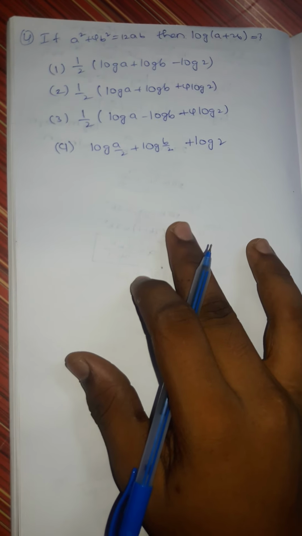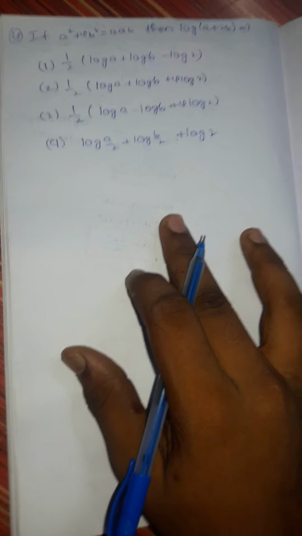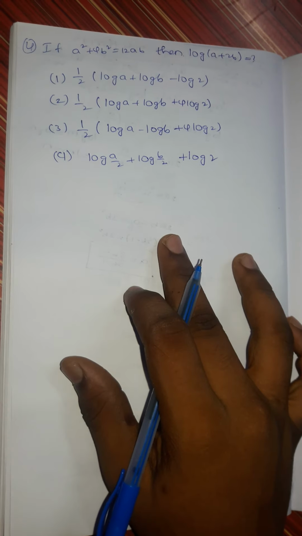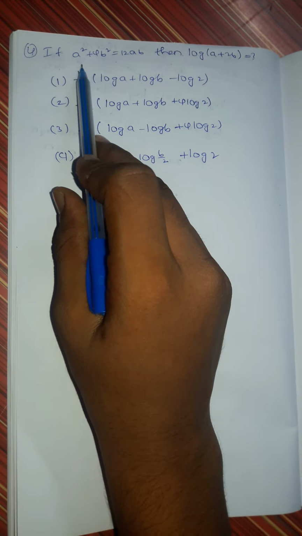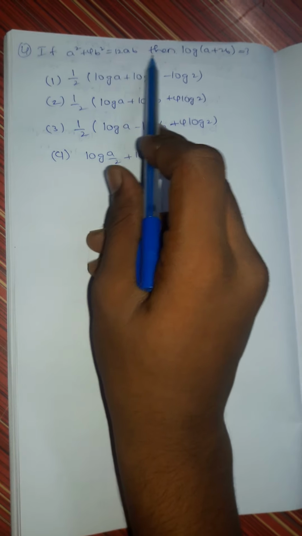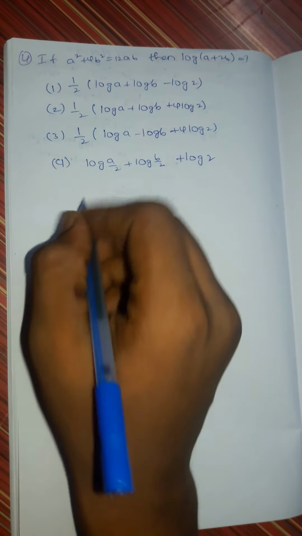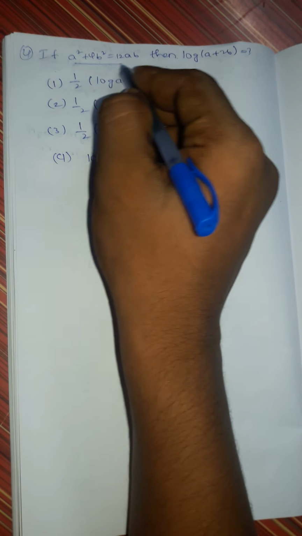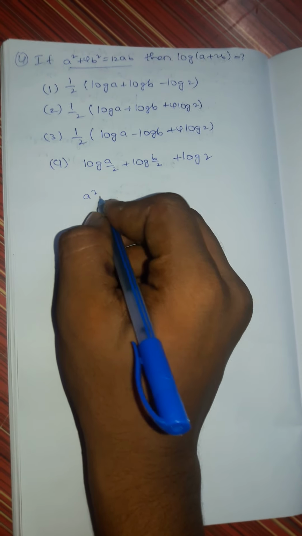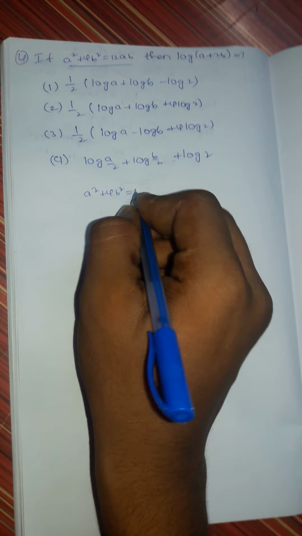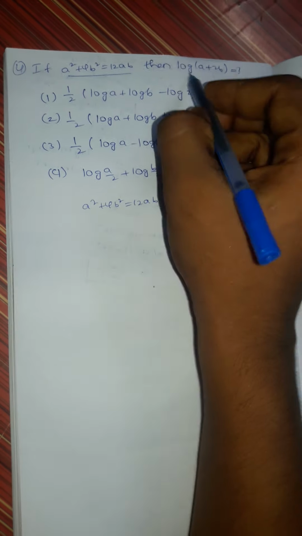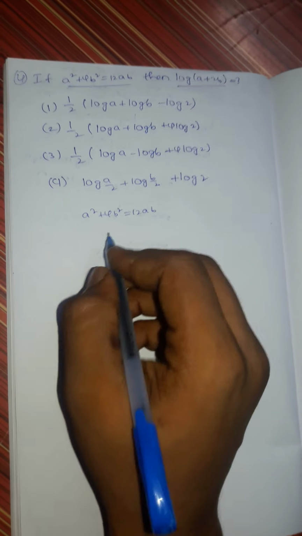See students, this is the fourth homework question and this is the last homework question also. The question is, if a square plus 4b square is equal to 12ab, then log of a plus 2b is equal to. The given equation is a square plus 4b square is equal to 12ab. We should find the value of log of a plus 2b.